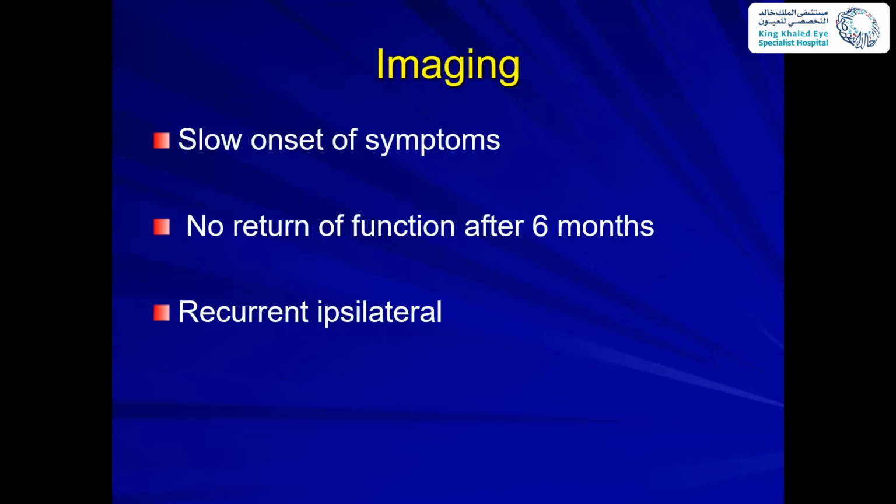So this is, again, imaging. We ask for it if there is slow onset of symptoms, no return of function after 6 months, or recurrent or bilateral causes of facial nerve palsy; these need to be imaged.